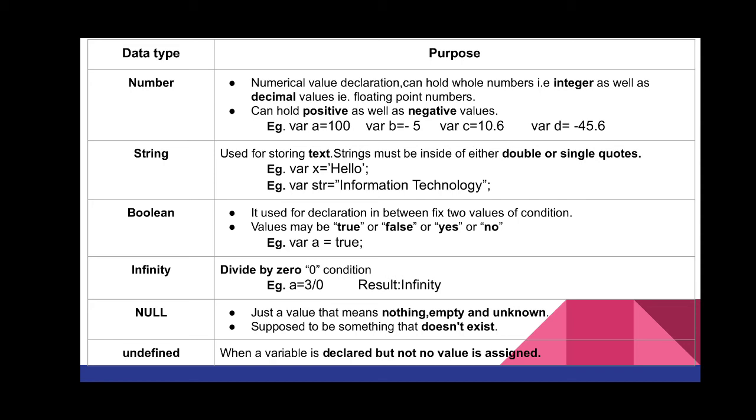Next, null. Now what is null? Null is just a value that means nothing, empty and unknown. It is supposed to be something that does not exist. Meaning if nothing is there, it does not exist, that is called a null, right?